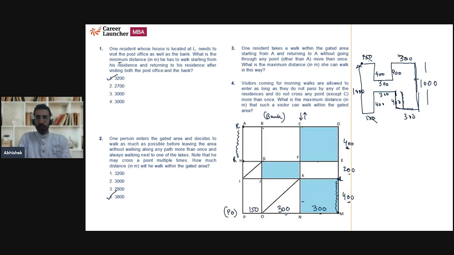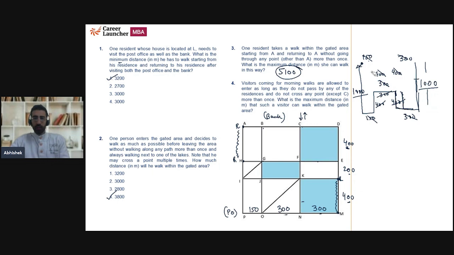300, 600, 900, 1300, 1700, 2000, 2300, 2700, 3100. 3100 and 1000, 4100. 4100 and 1000, 5100 meters. That ought to be your highest distance, the highest distance you can walk. I hope this is clear.